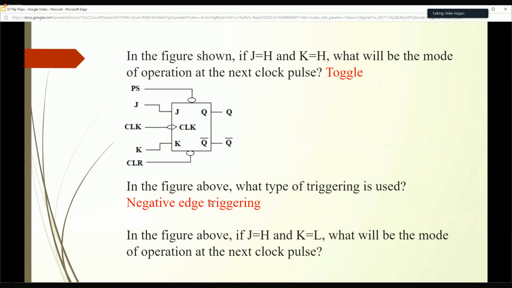Triangle. And then the other key piece of that is, since we've got this bubble, instead of it being the positive edge where it is that leading edge that goes from 0 to high, this is going to indicate that it's that negative edge triggering. And so it's the lagging edge. It's when it goes from high to low, right? And so it's just moving the edge, if you will.